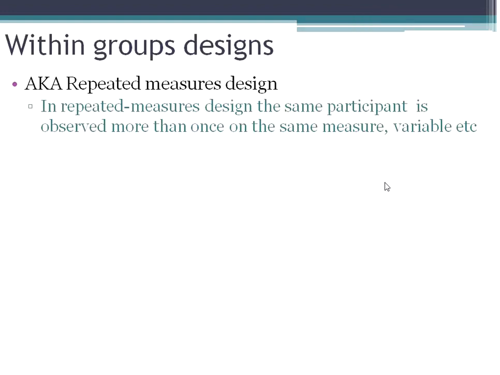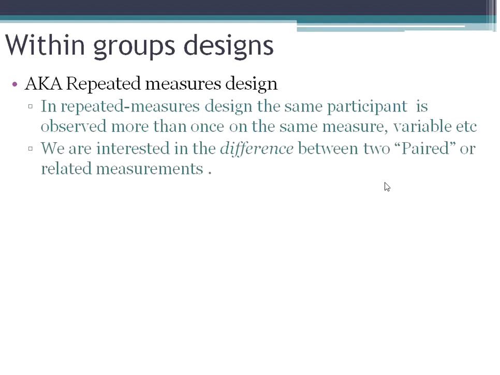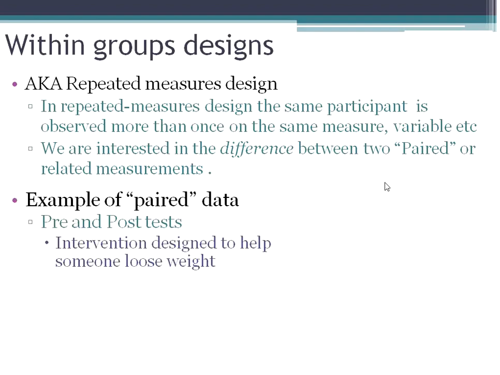So we touched about this idea of a within groups design. So in the pre-post design, that's technically a within groups design. It's between subjects or between groups because we're randomly assigning the conditions. But we don't always have to do that, right? We might measure the same participant more than once in the same variable. And when we do this, we're interested in the difference between these two variables. So standard pre-post tests are examples of paired data.